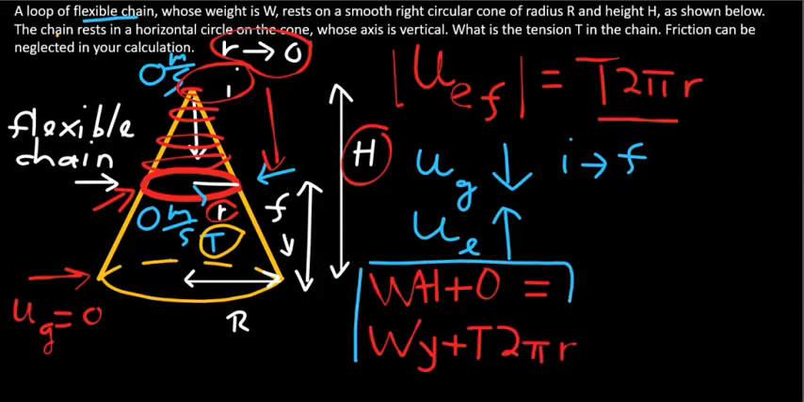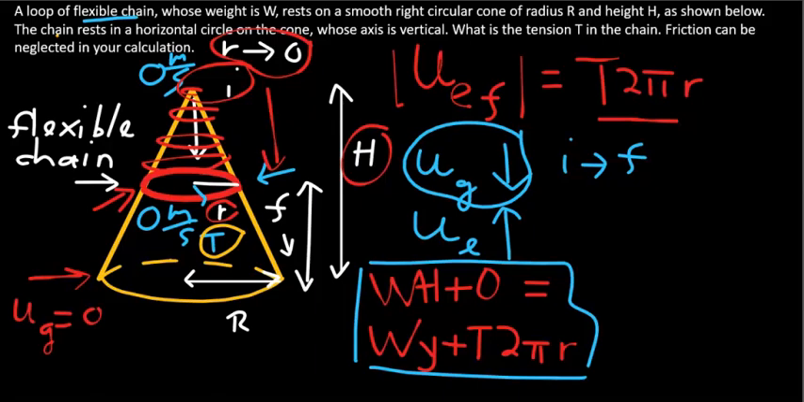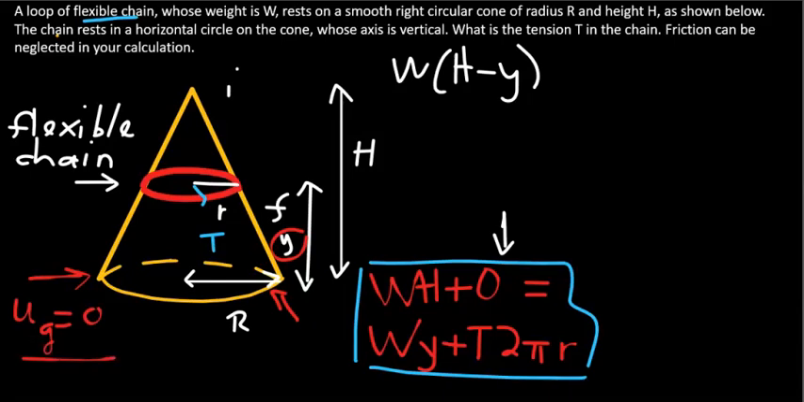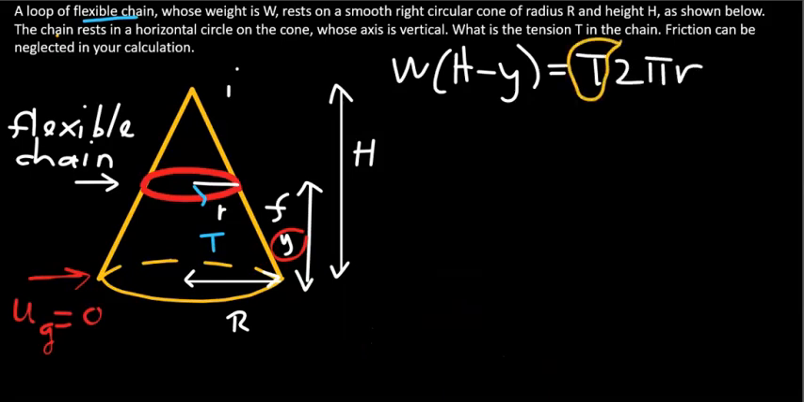Basically, what this equation is saying is the drop in the gravitational potential energy can be accounted for by the exact amount of increase in the elastic potential energy. Let's rearrange this equation a little. So W(H minus Y), where Y is the vertical location of that flexible chain measured from the ground where the gravitational potential energy is 0, equals tension times 2 pi r. Note again, we are interested in calculating this tension.